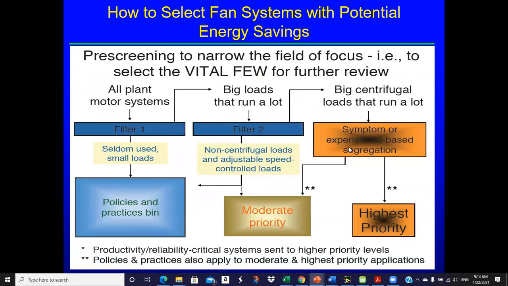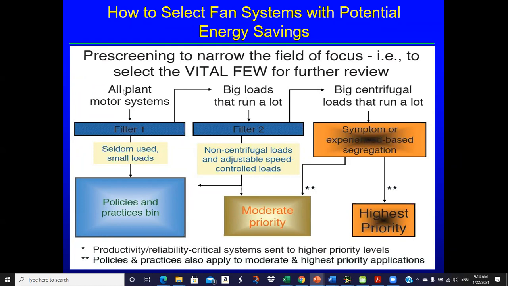Okay, I think I used this slide in the pumping presentation as well, but it just has to do with if you have a large plant, or maybe across a corporate situation where they have a bunch of plants, how do you figure out which fan systems you're really going to look at? And it's just a screening slide.